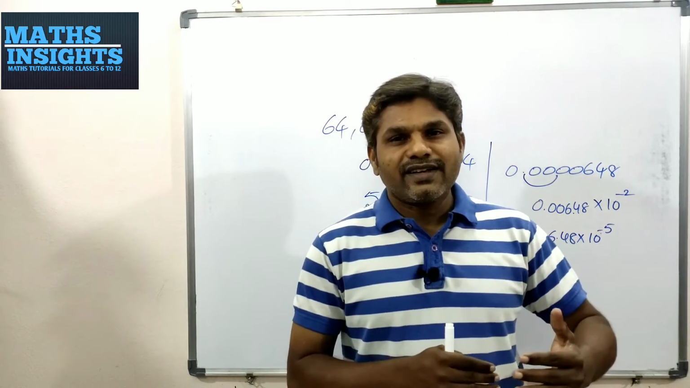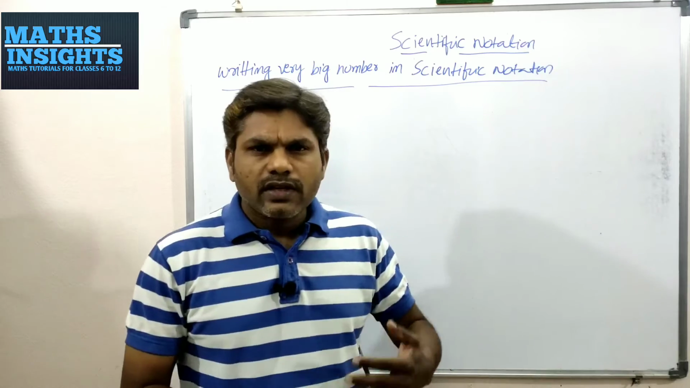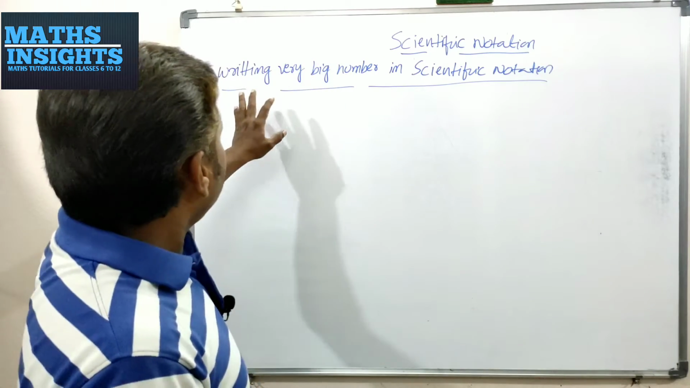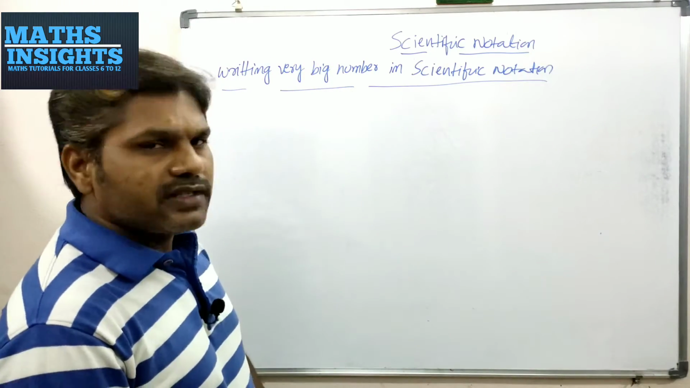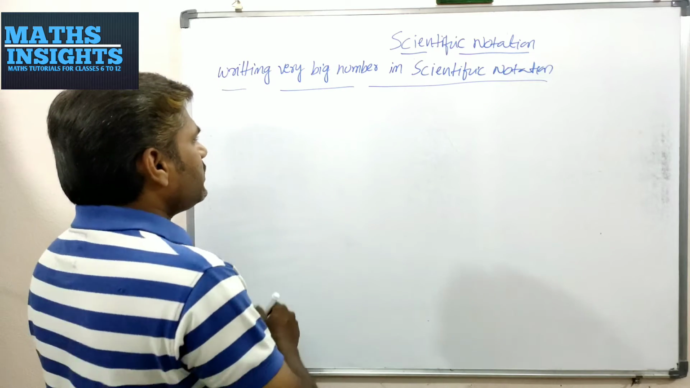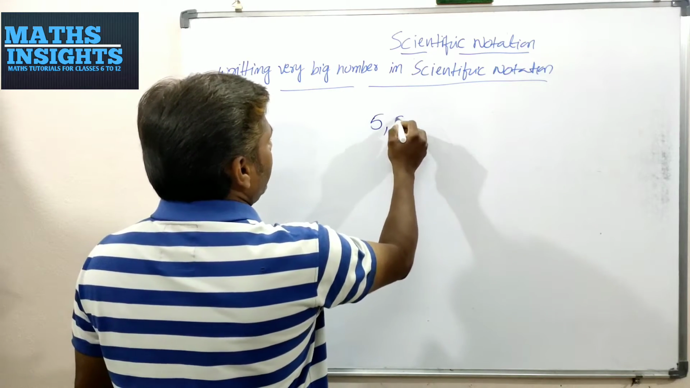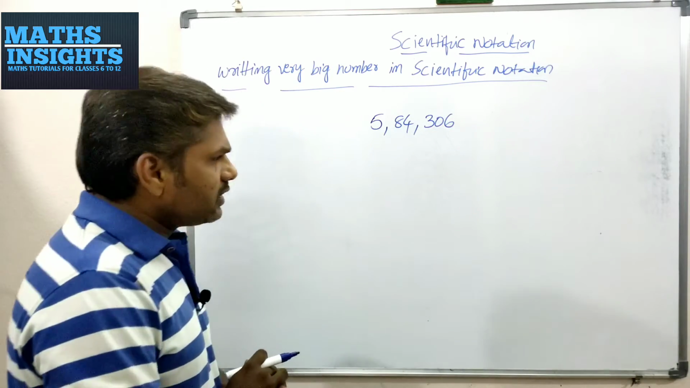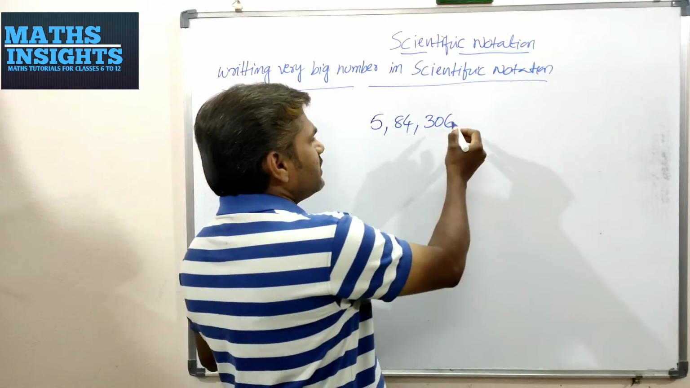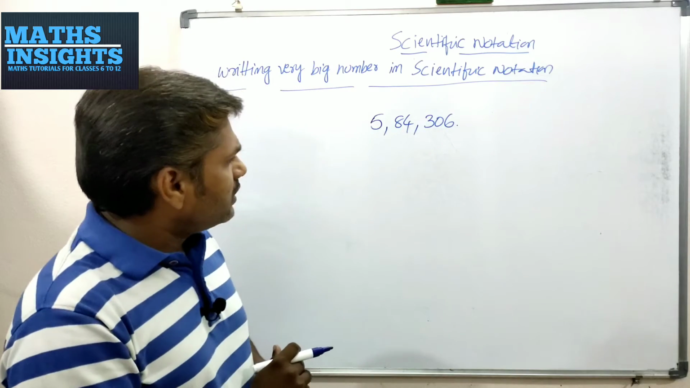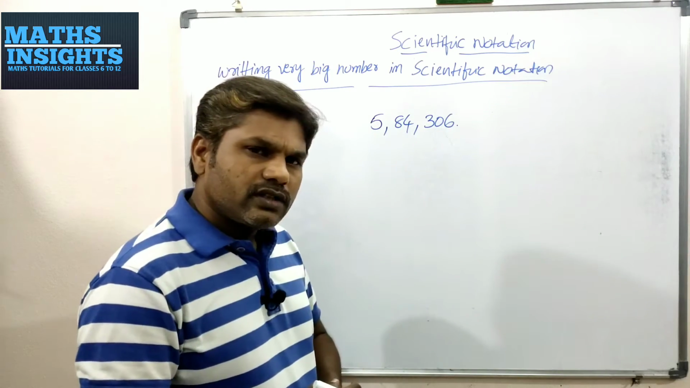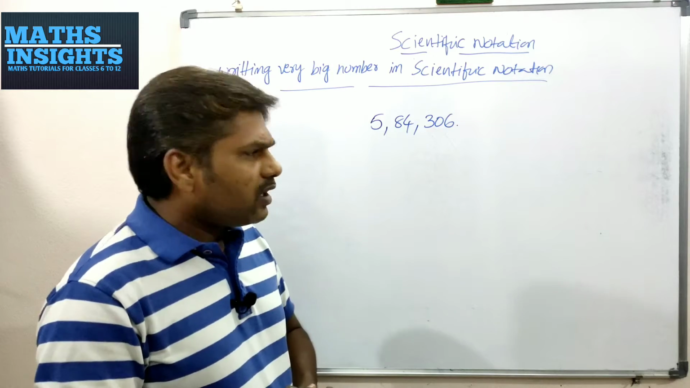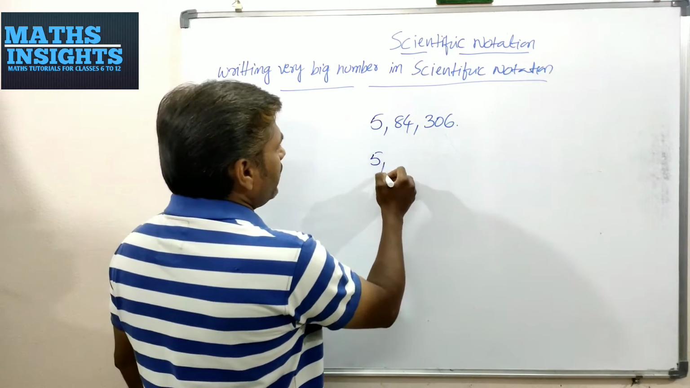Now you will enter scientific notation. First, I will discuss how to write a very big number in scientific notation. I am taking 5,84,306. In this case, the decimal point is here. I don't want to write this big number.